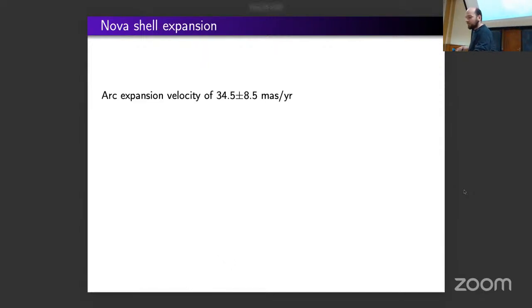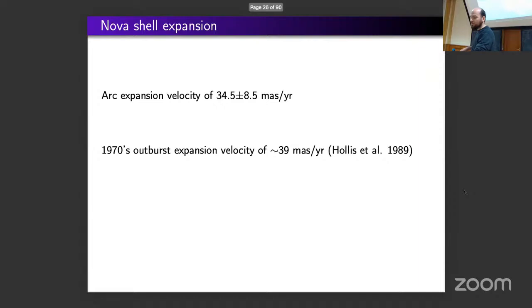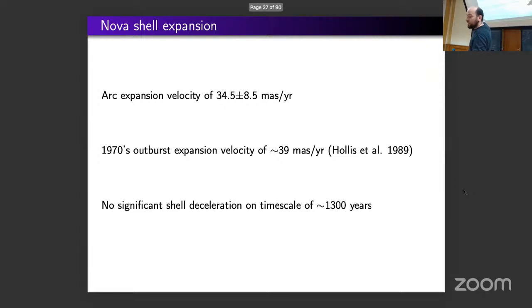So it's contrary to what people believed before, that nova ejecta slow down with time. And my arc expands with this velocity. Okay, let's compare whether it's the same as in the 1970s outburst. In the 1970s, the expansion velocity was this. So these values are consistent. And when we calculate the age assuming constant expansion velocity, we get an age of 1300 years.